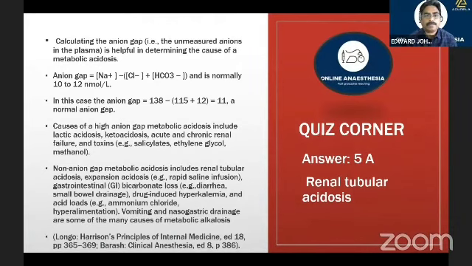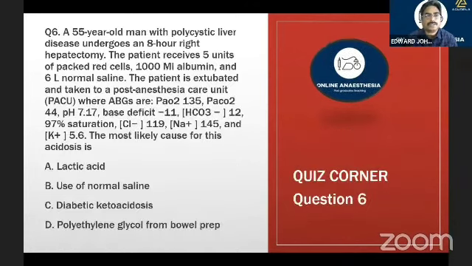High anion gap metabolic acidosis is caused by lactic acidosis, ketoacidosis, acute and chronic renal failure, and toxins. Non-anion gap metabolic acidosis is renal tubular acidosis, like in this case, and rapid saline infusion, gastrointestinal loss of bicarbonate, drug-induced hyperkalemia, and acid loads. Vomiting and nasogastric drainage are some of the many causes of metabolic alkalosis. So we will move on to the sixth question.